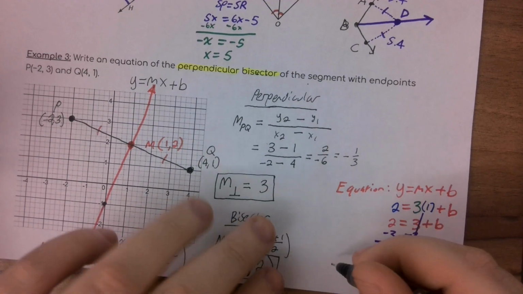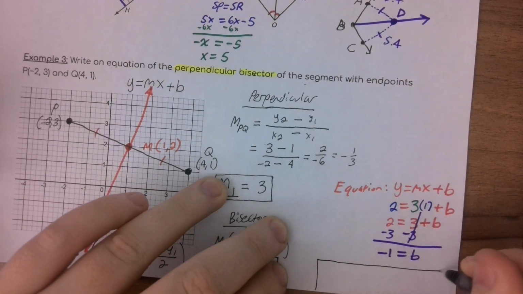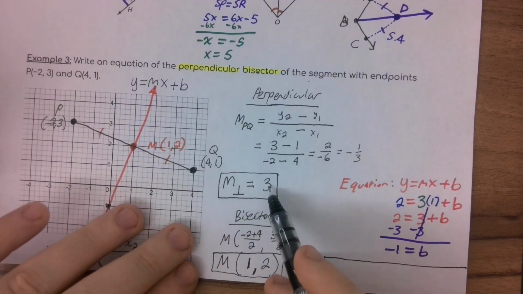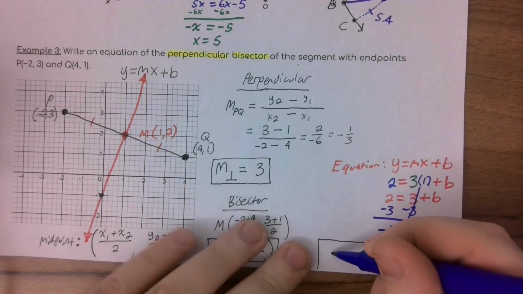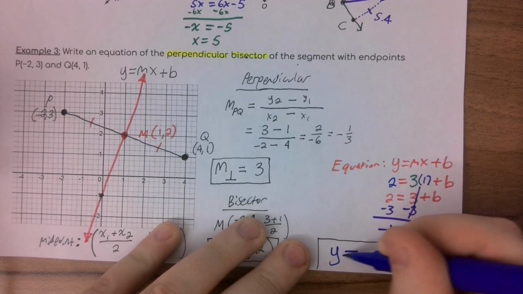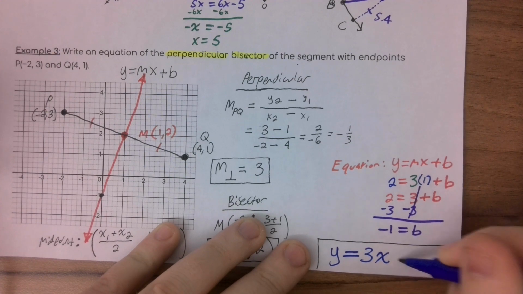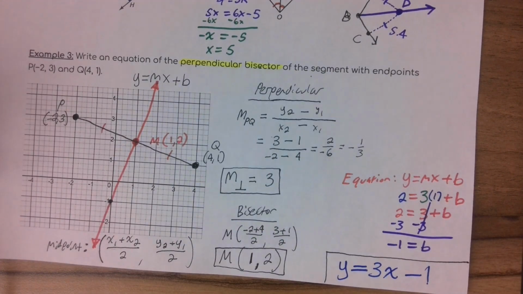With that in mind, we can write our final equation. Our m is 3, our b is negative 1. So in slope-intercept form, our equation is y equals 3x minus 1. And we are done.